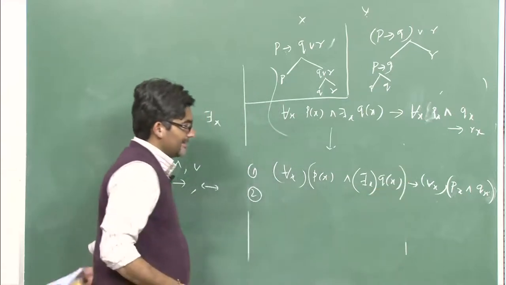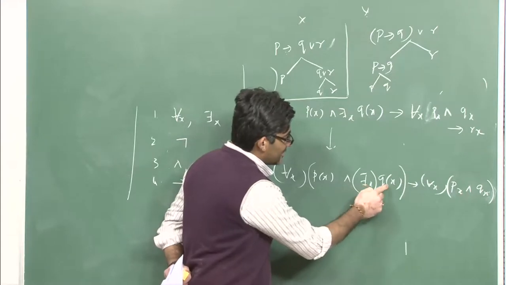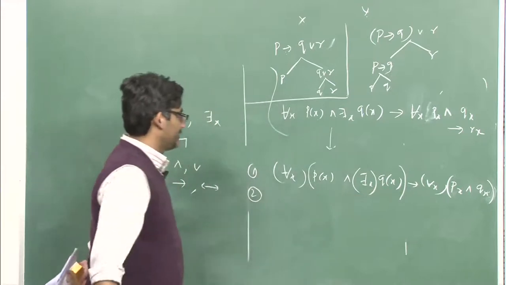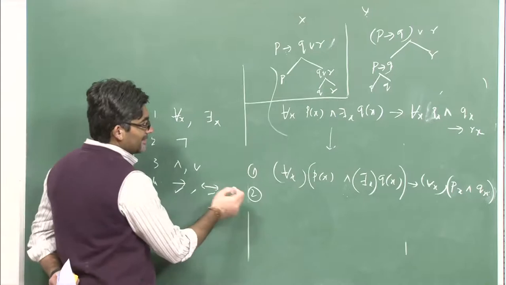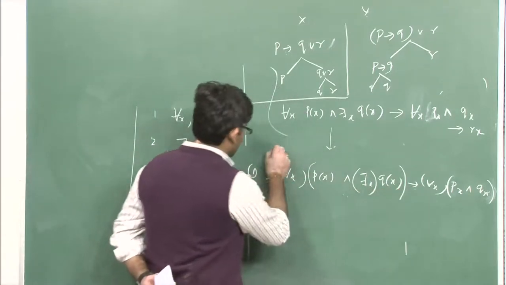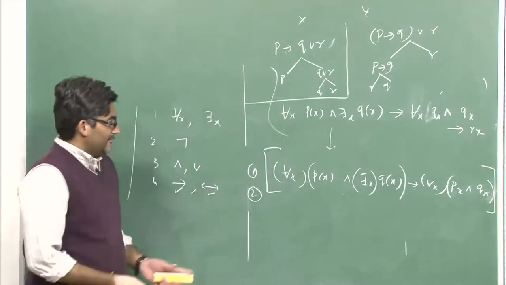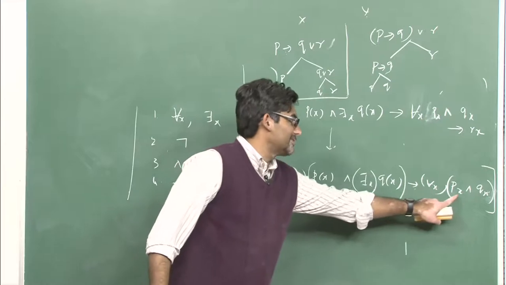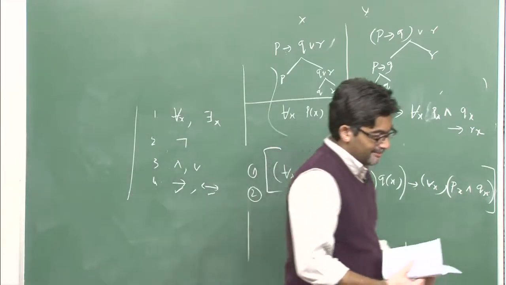Next, the formula which is closer to this within the scope of this quantifier, you put brackets here. So now since there is no implication, or implication is there here, this formula will become like this. For all x, px and there exists some x qx implies for all x px and qx. Now it will have its own formation tree.